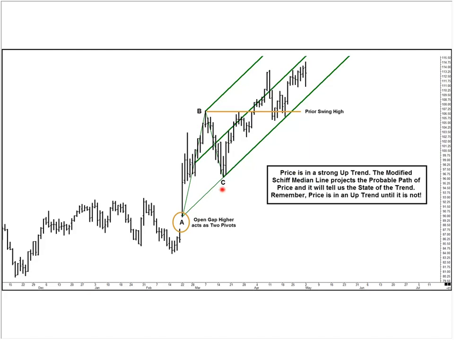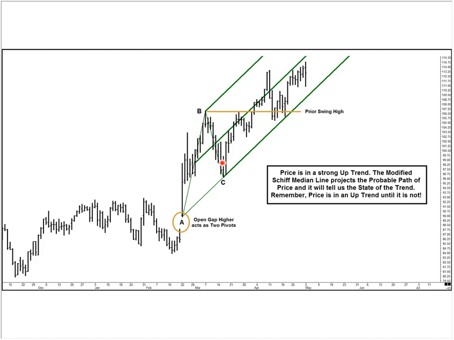So price is in a strong uptrend. The modified Schiff median line projects the probable path of price, this type of movement. It's like a sine wave inside of there, coiling around. It will tell us the state of the trend. What does that mean? Well, it means that price is in an uptrend until it's not. One of Newton's laws: price is in motion, and it tends to stay in motion. It's not going to stop. It's not going to change direction until another force causes it to stop or change direction. So price is likely to trend higher, and it did.